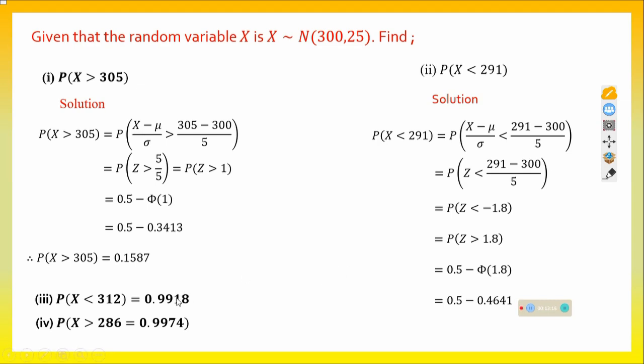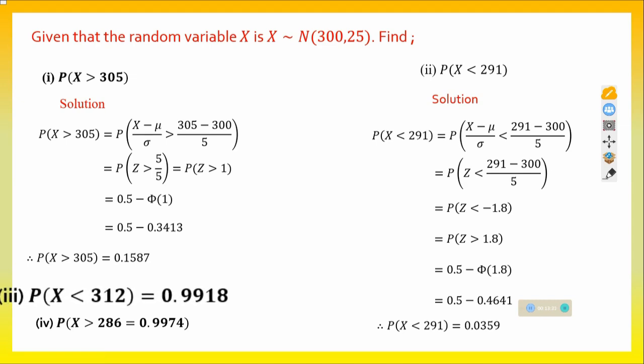So try out these questions here. P of x less than 312, confirm if you get that answer. P of x greater than 288, confirm if you get that same answer there. So try out those numbers. Let us look at one more example.